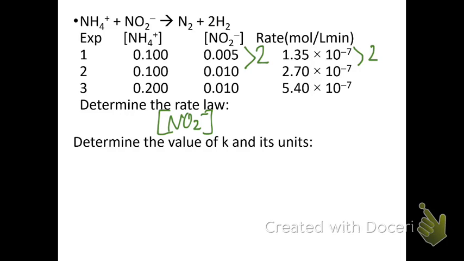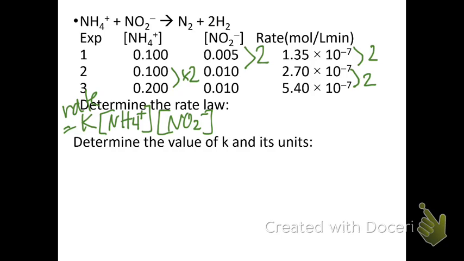And then in the second and third experiment, the NO2 is held constant. So this one is times 2, and then the rate also times 2. So NH4 is also first order. So that's going to be rate equal to k times the concentrations. Now it wants to determine the value of k in its units. Honestly, it does not matter which one of these experiments you pick. You can pick any of them. I usually just pick the first one to make my life easier.